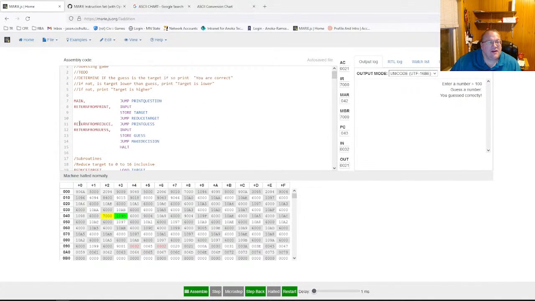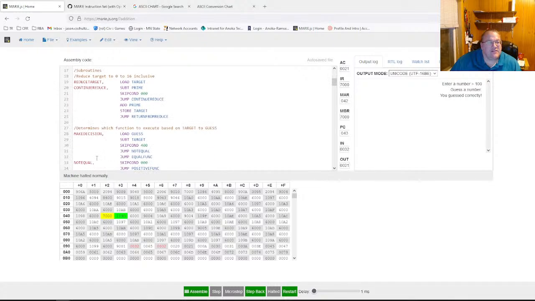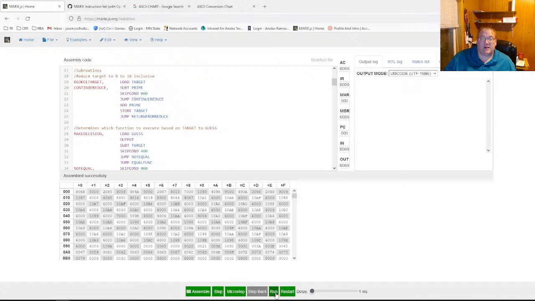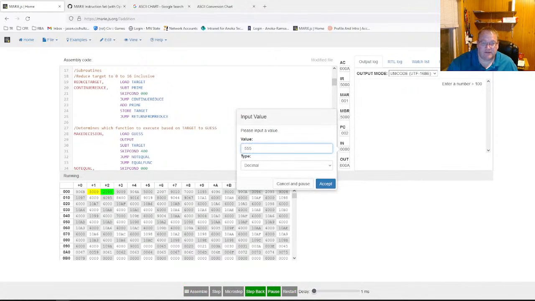All right. So where are we at here? Okay, inside of make a decision, we're going to load the guess. So the guess is loaded here in the accumulator. So let's go ahead and just do an output directly here. Just straight up do an output, and we'll see what happens. Okay, so run here, 555, and I'm going to guess 52.